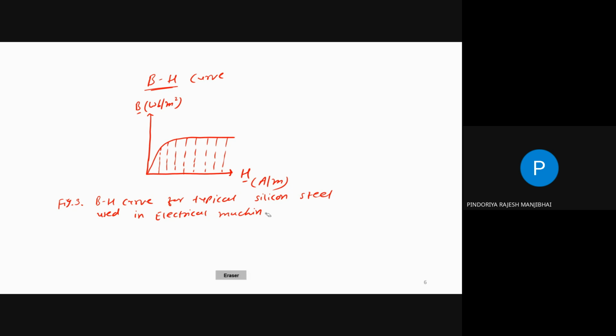Correct? Normally we use silicon steel to design the electric machine. Sometimes maybe aluminum, sometimes maybe copper, depending on the type of application where we have to use the electrical machines. Correct? Now, next topic is electromagnetic energy conversion.